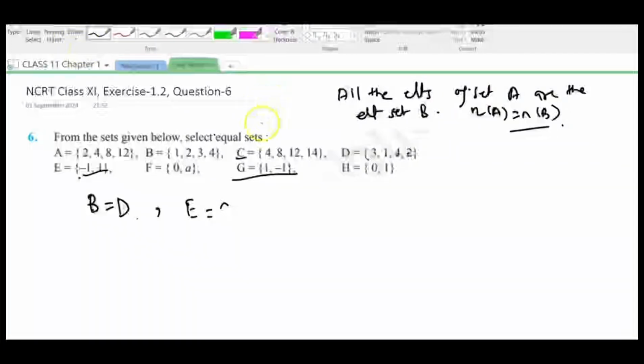And next we have F. None of the sets have the same element as F, and H is {0, 1}. So this also does not match; no other set has the same elements. So there are only two pairs which are equal, B and D, and E and G. So this will be our answer.